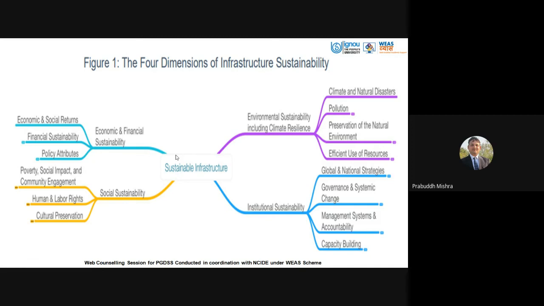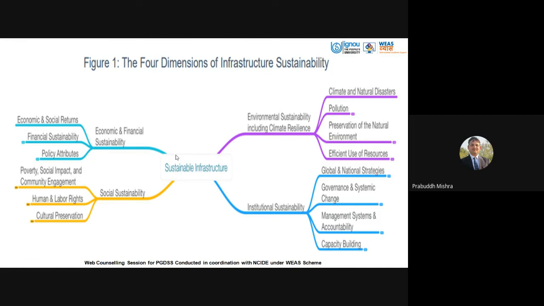And the last is institutional sustainability, which is very important. Global and national strategies are there. I have already told about global organizations, regional organizations, and state organizations. So we have to work in sync. We have to work in collaboration with all these organizations. We have to go for capacity building, institution building, training programs, and for the poor at the grassroots level.